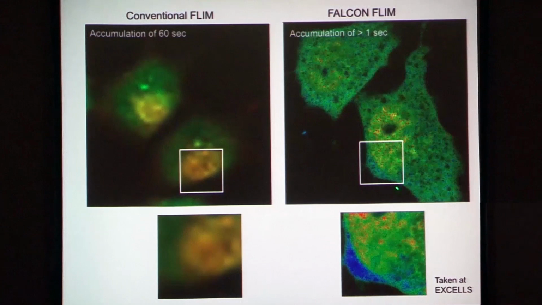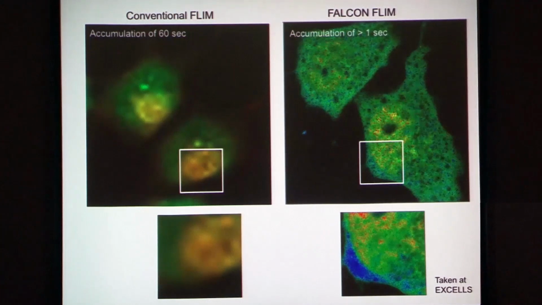When you look at the local area, we can obtain a very clear temperature gradient formed between the nucleus and the cytoplasm. We are very happy to see this because FALCON FLIM gives us a much more precise temperature distribution in a cell.